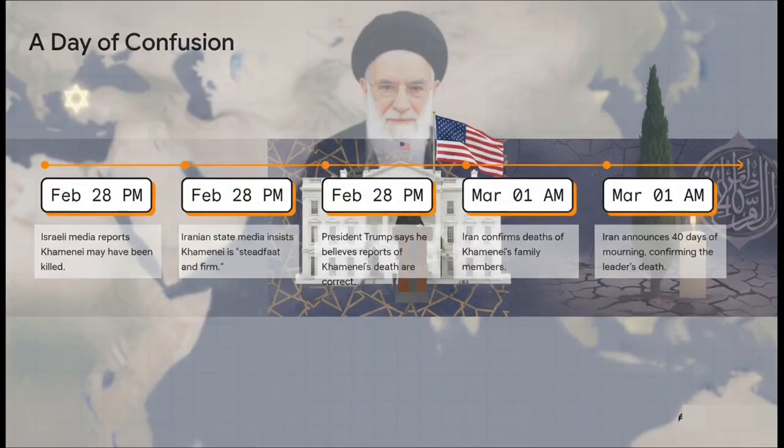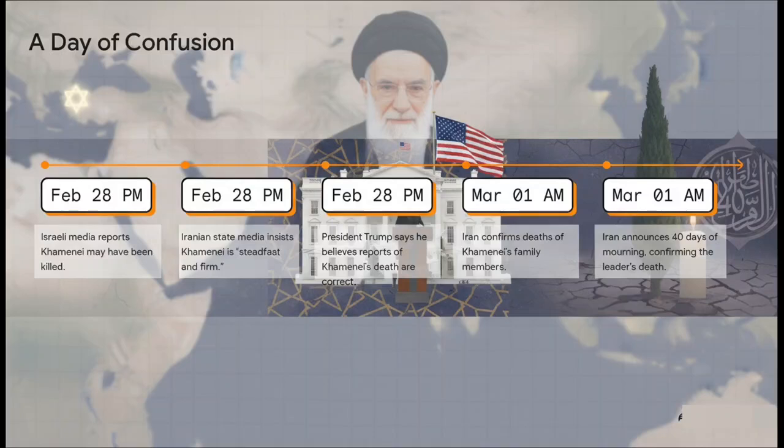What happened next was just a whole day of chaos and conflicting reports. First, you get rumors from Israeli media that the supreme leader, Ali Khamenei, was killed. Then, Iranian state media comes out and furiously denies it. Then, President Trump gets in front of the press and basically says, yeah, we think that's true.